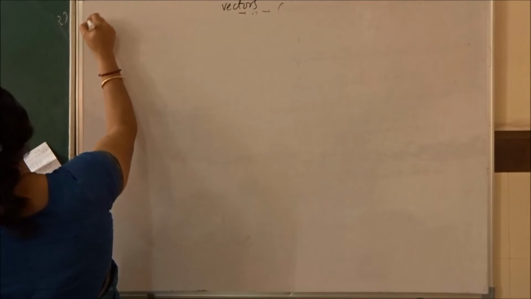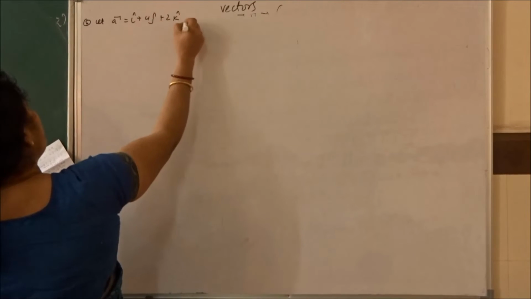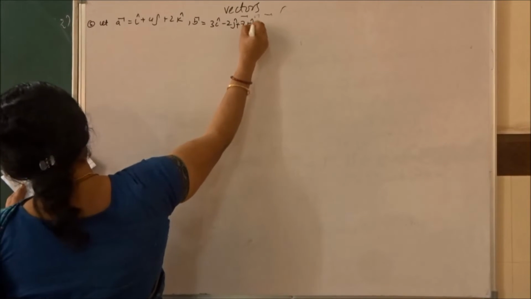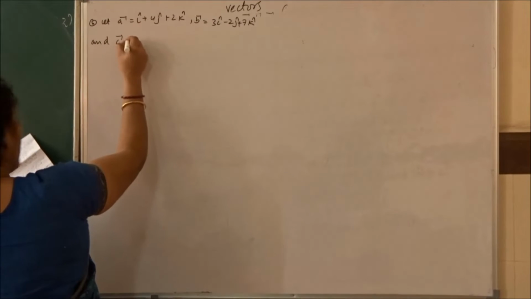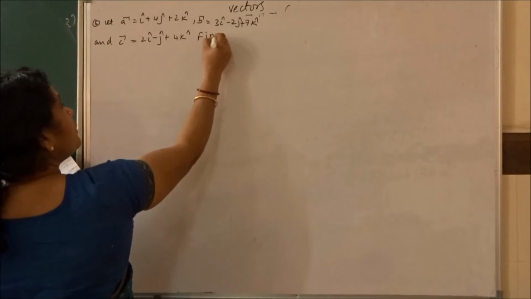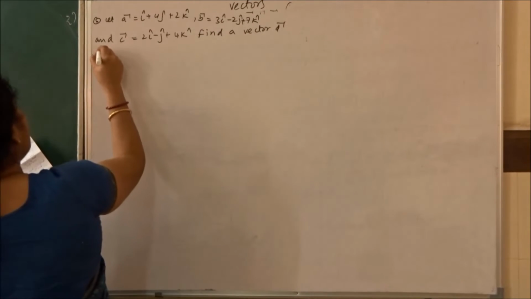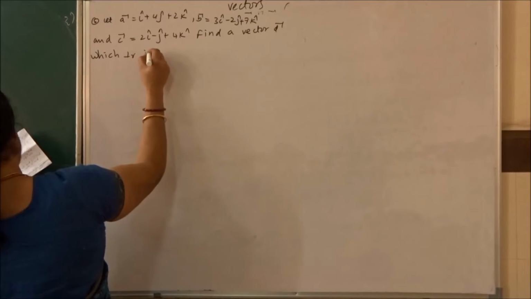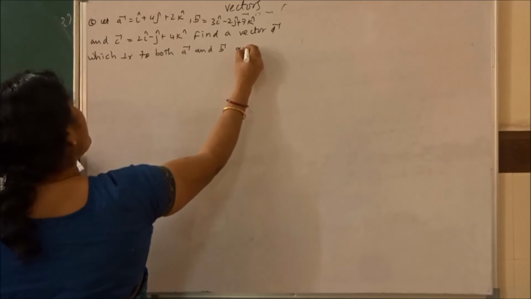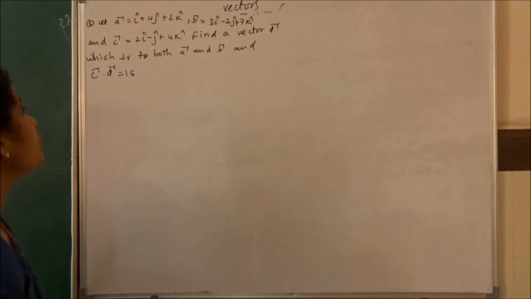Question number 6. Let A vector equal i plus 4j plus 2k and B vector equal 3i minus 2j plus 7k. All the questions I am giving here are board questions, so do practice. Find a vector D, another one of the most important questions, which is perpendicular to both A vector and B vector, and C dot D equals 18. Another one of the most important repeated questions.